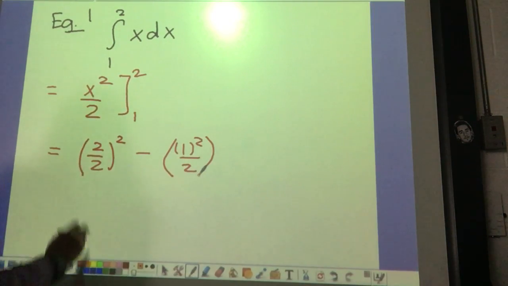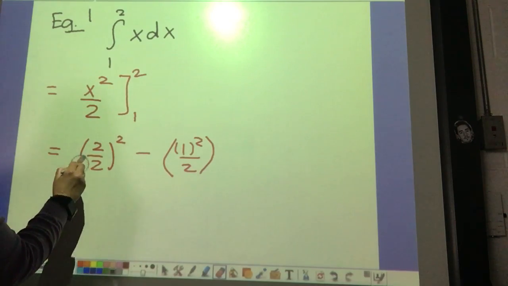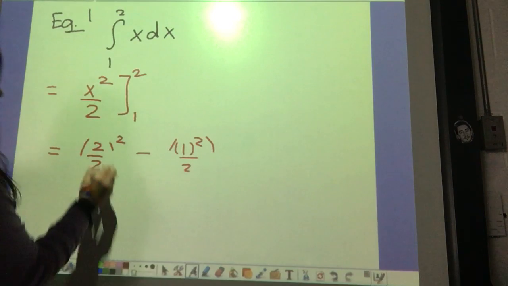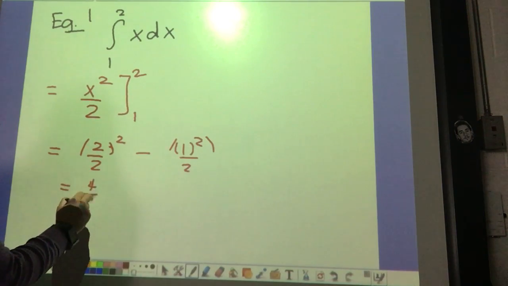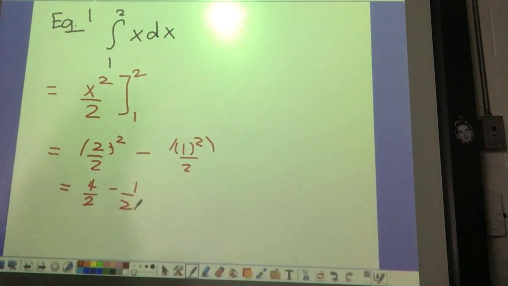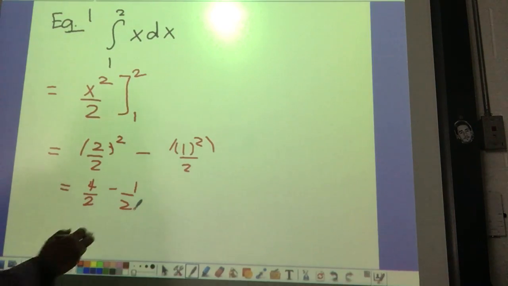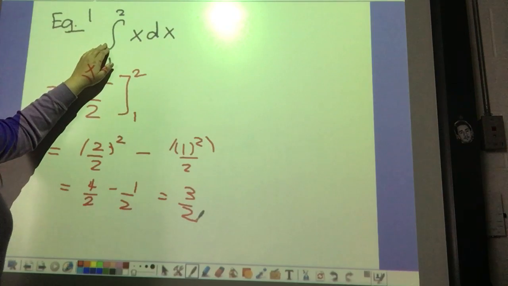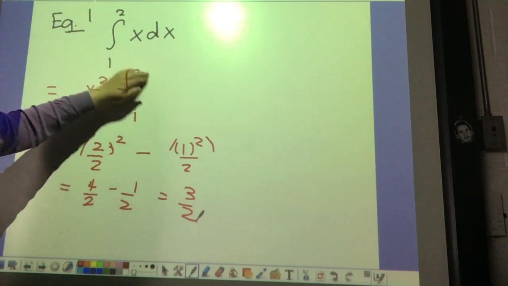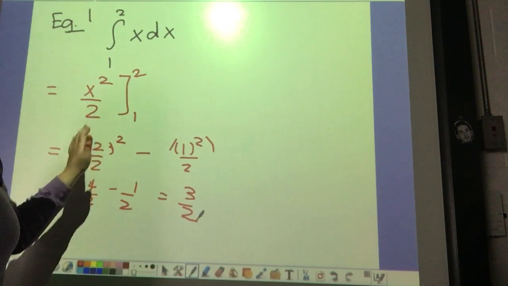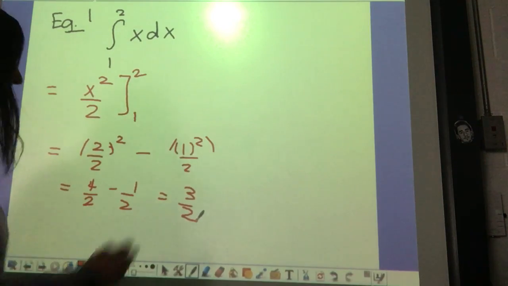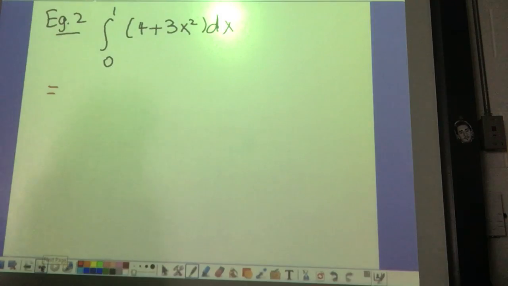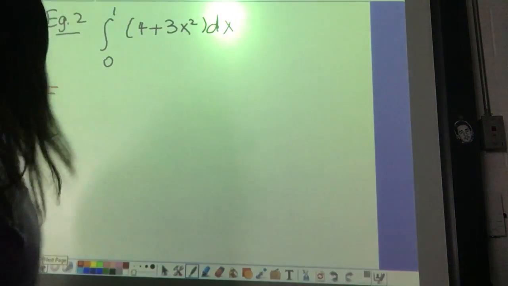I have too many brackets around here. Oh, communication error. The brackets just go around the numerator, just to be clear there. Okay, so that would be 4 over 2 minus 1/2. When you solve that, our answer should be 3 over 2. So that's what you do for definite integrals: still the same rules, but then you just substitute in your limits of integration and subtract the top minus the bottom. Okay, so 3 over 2. Not bad at all.